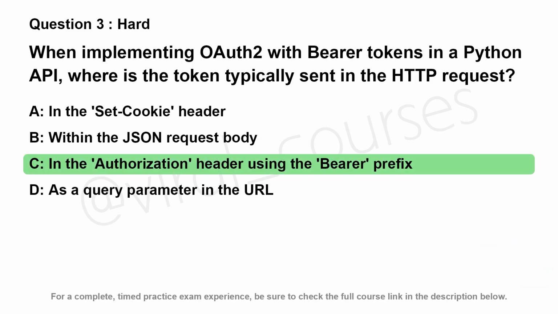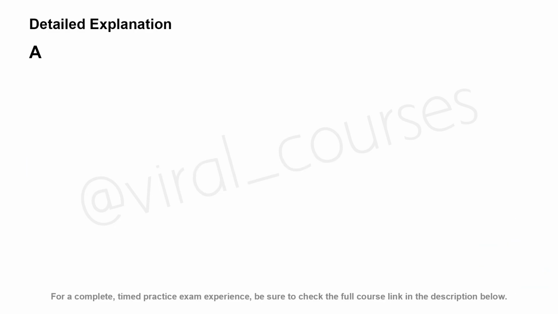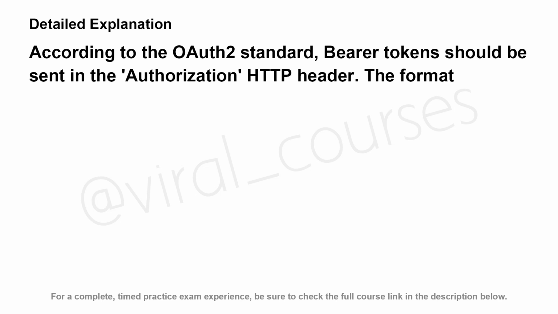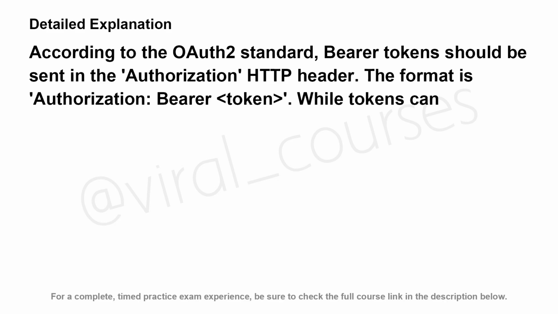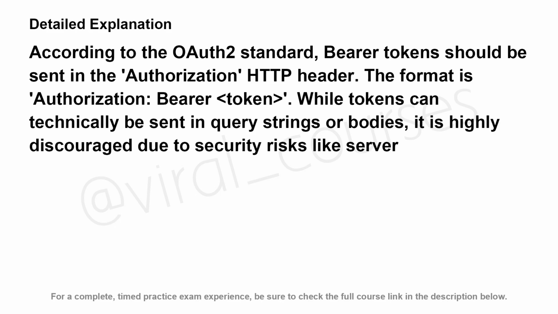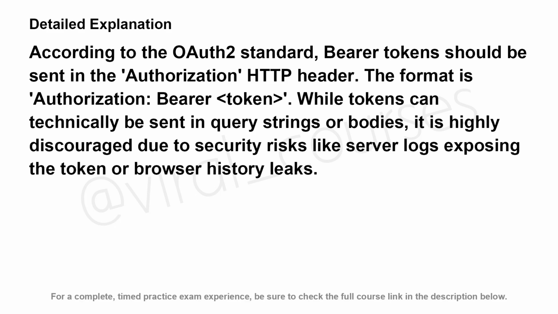The correct answer is C. According to the OAuth 2 standard, bearer tokens should be sent in the Authorization HTTP header. The format is Authorization: Bearer <token>. While tokens can technically be sent in query strings or bodies, it is highly discouraged due to security risks like server logs exposing the token or browser history leaks.